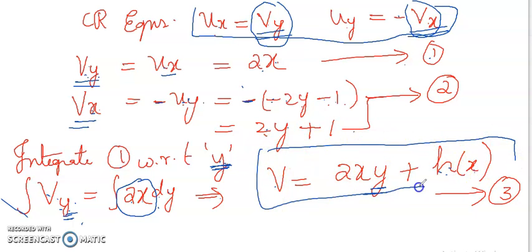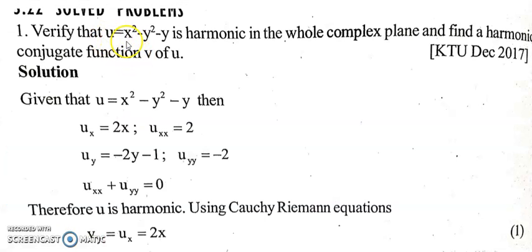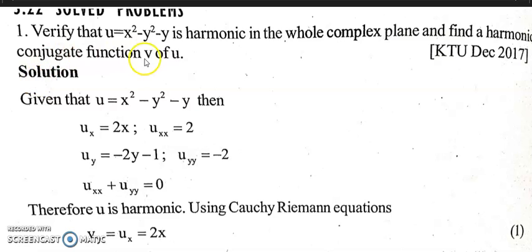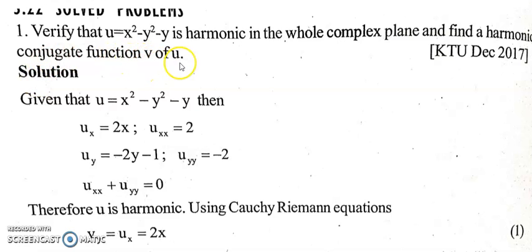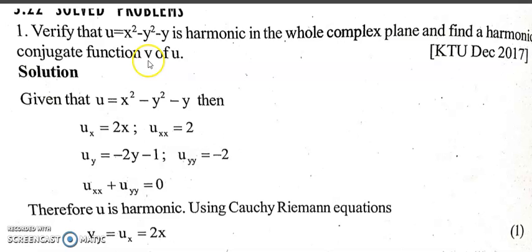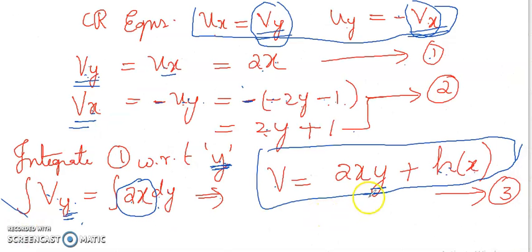So actually what we have to do, we have to find v. U is given in the question and we find a harmonic conjugate, that is conjugate function v of u. Harmonic conjugate of u is v. So now we have v here, but one more thing, you have to find this h of x. To find h of x, let us take vx now, because vy we have already taken.